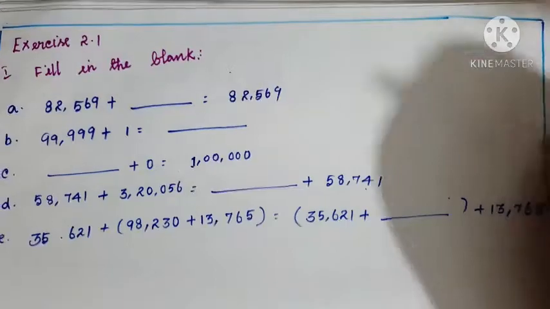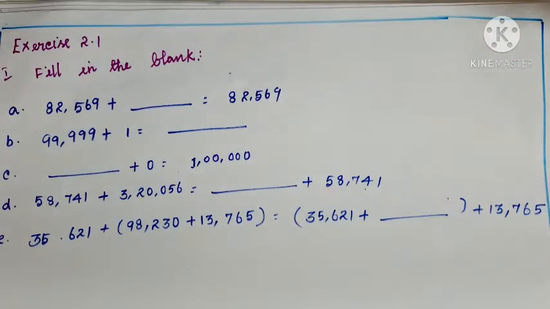Next property we saw, commutative property. It means you change the order, and the addition you get will be the same. Okay. Next property we saw is the associative property of addition. It is that a change in the grouping of addends does not change the sum of the numbers. So if you take 3 numbers, if you change the grouping and add, you will get the same answer. With these properties, we are going to do the exercise 2.1, fill in the blanks.